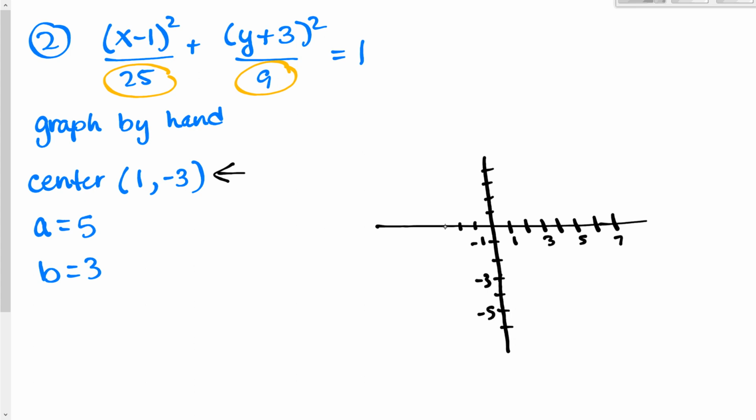Okay, something like that. So let's place the center (1, negative 3). Now let's go 5 units to the right and 5 units to the left. Now let's go from the center 3 units up and 3 units down. And then sketch your ellipse. Also halfway decent, maybe 3/8 decent that time. It's a little squished. Okay, that takes care of example number 2. Let's do one more.